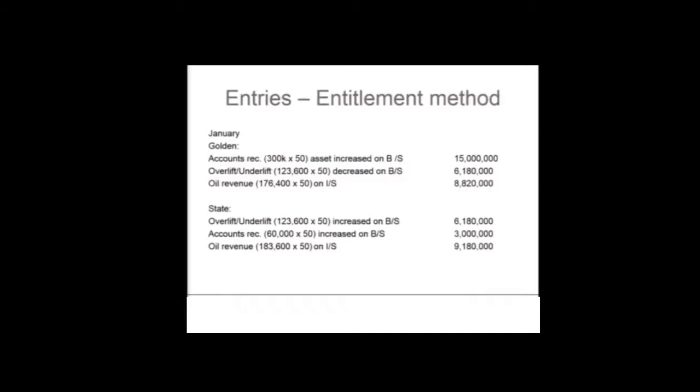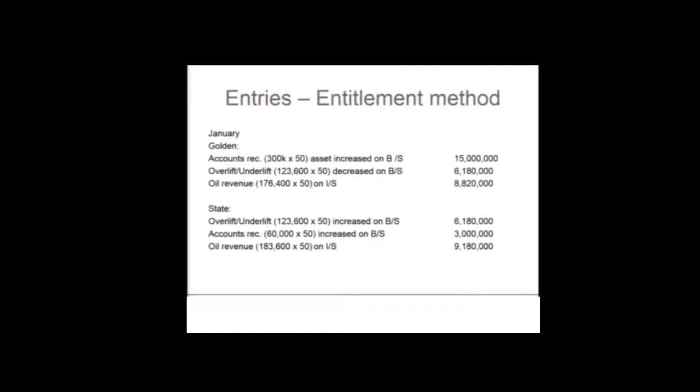If I skip down to their revenue, though, their revenue is based on what they were entitled to take, not what they actually took. They were entitled to take 176,400 barrels. At $50 a barrel, that's their revenue on their income statement. As we said in the last example, the revenue in the income statement is $8,820,000. The difference between what they took and what they were supposed to take was their net overlift.